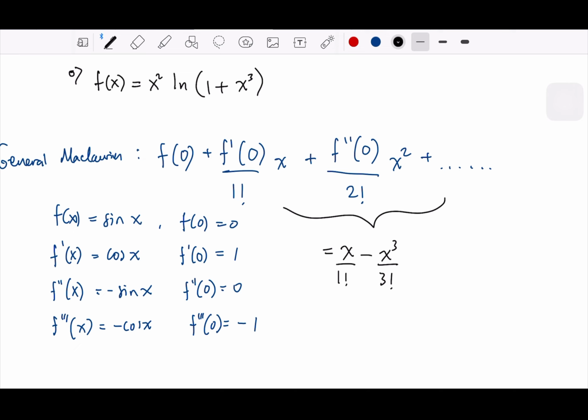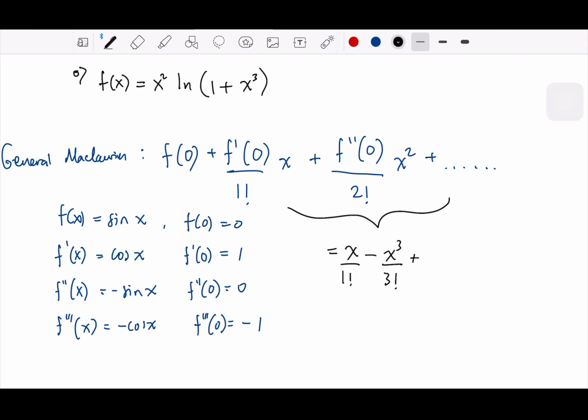And then the coefficients are negative 0, 1, 0, negative 0, and then you can write down the pattern. So we will have the positive x to the 5, and then negative x to the 7, and let me just write dot dot dot like that. So we develop sine x.